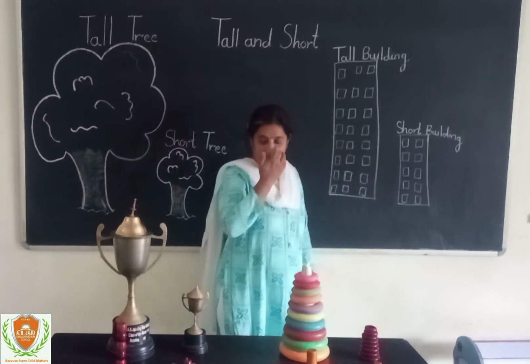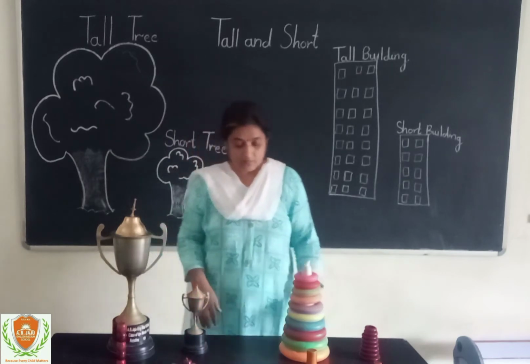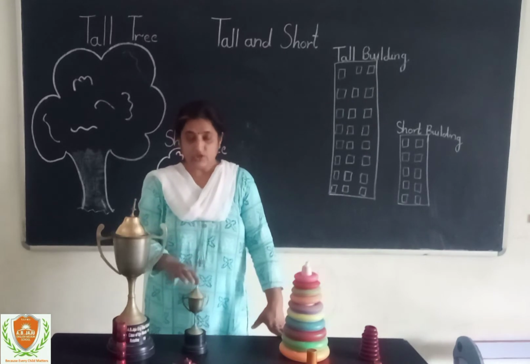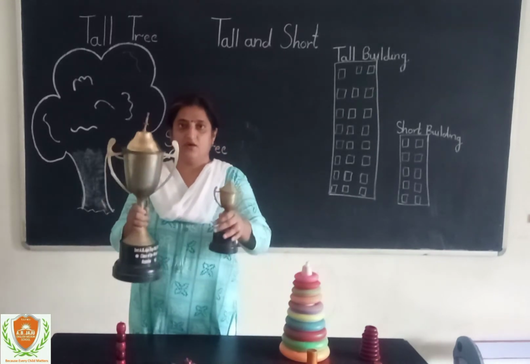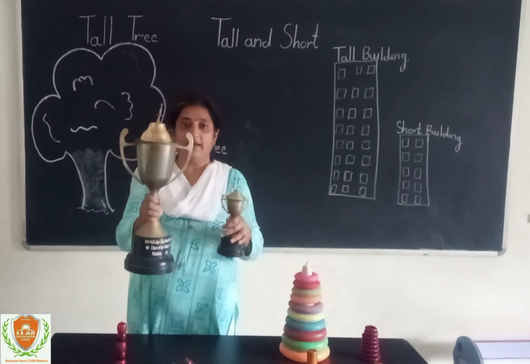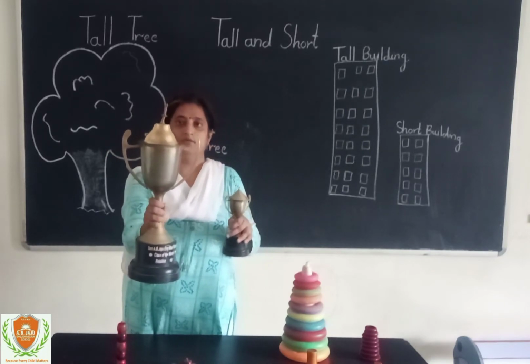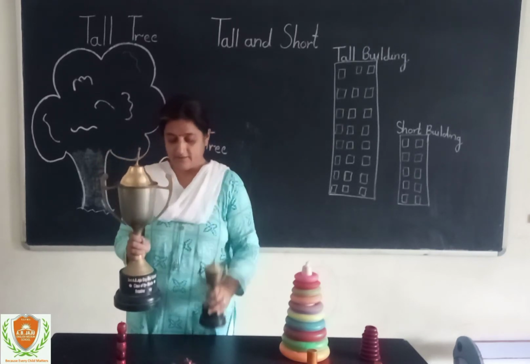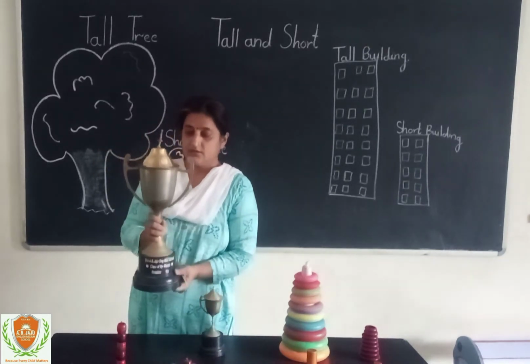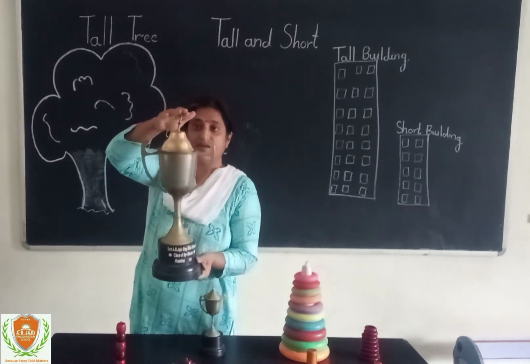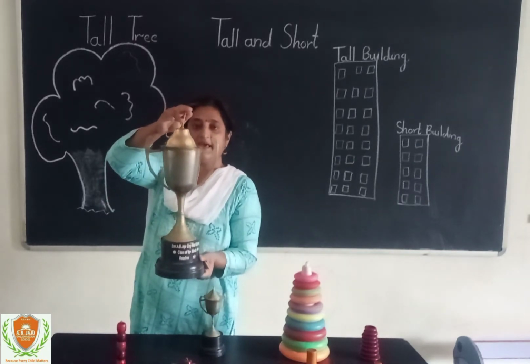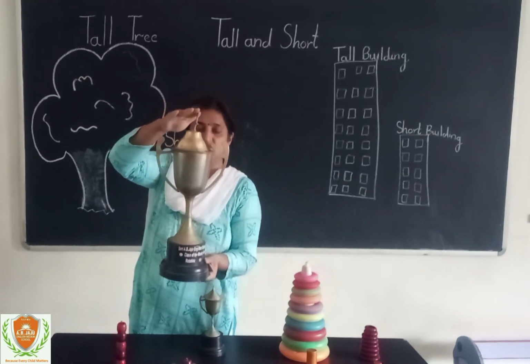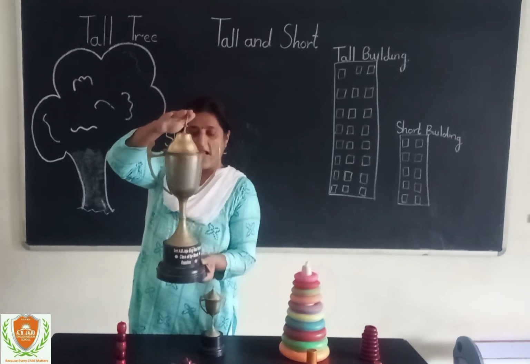Okay, students. Now I will show you more examples. These are two trophies. Okay. One is a tall trophy and another is a short trophy. This tall trophy is greater in height. क्या ये हाइट में टॉल है. So this trophy is greater in height.